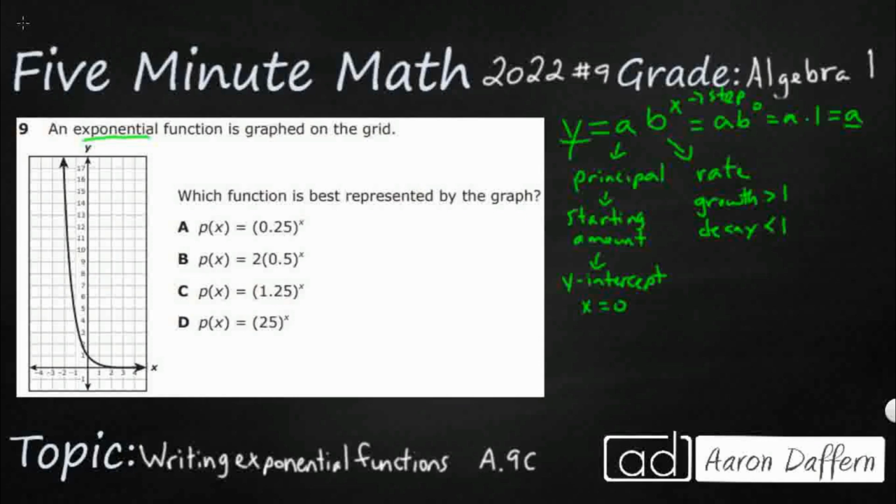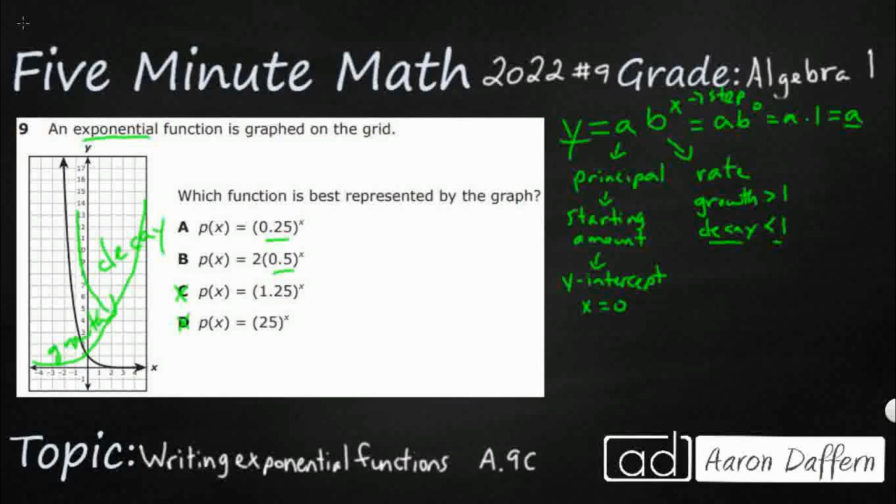Now, take a look at this. You can see here, obviously going left to right, that this is a decay rate. So that means we should be looking for a b term that is less than 1. So right now, I'm thinking c and d are out of the picture. Could be a, could be b, because those are both less than 1. Right? If it was a growth rate, it would kind of look like this. That'd be growth.